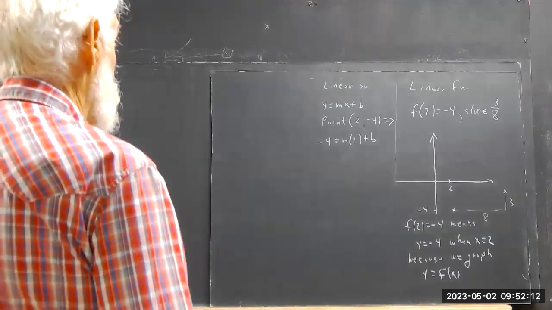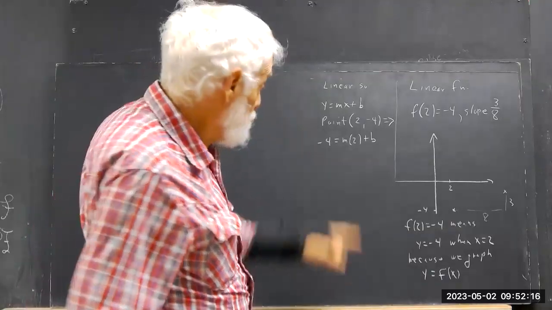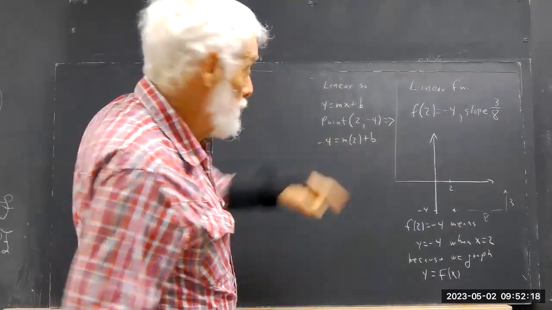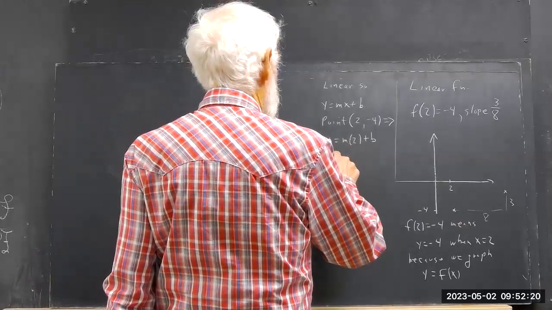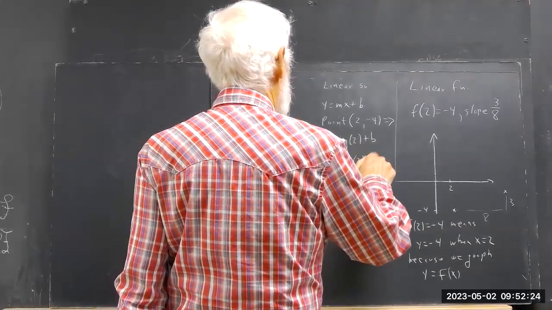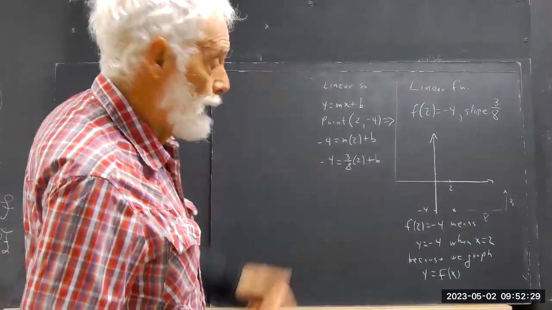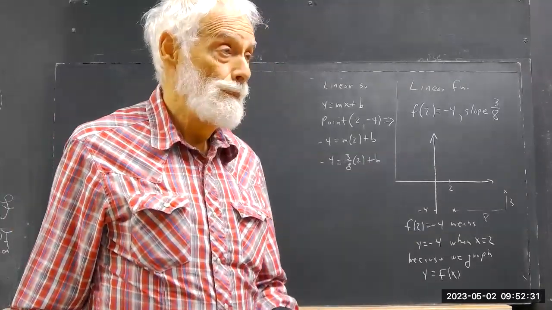I think everybody knew the answer. Somebody said right away, use 3/8. Well, yeah, the slope is 3/8, so we can plug in 3/8. We get -4 equals 3/8 times 2 plus b.